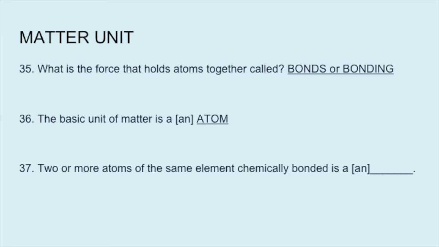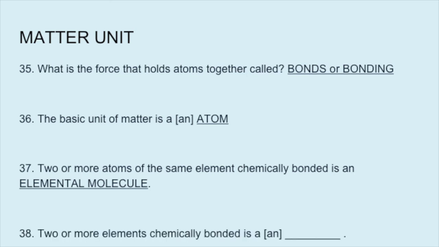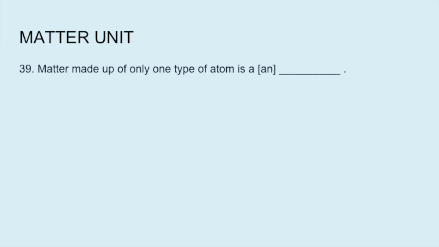Two or more atoms of the same element that are chemically bonded together are an elemental molecule or just a molecule, just like our H2. Two or more elements chemically bonded is a compound. So if they're different elements, then that's a compound, like CO2, H2O, any of those are going to be compounds.